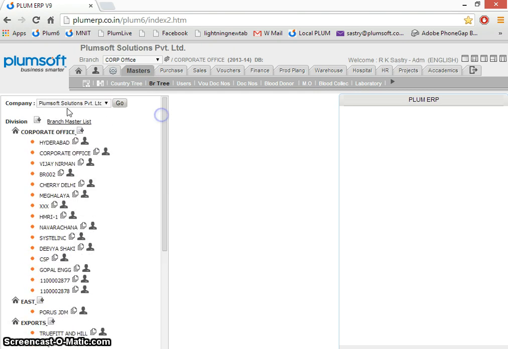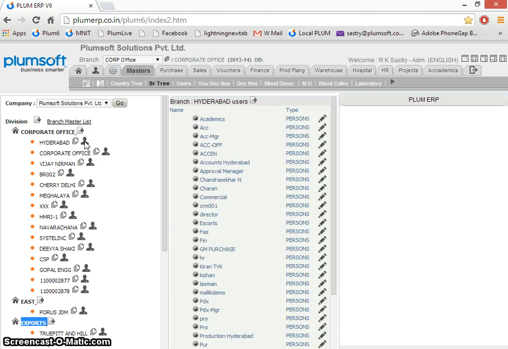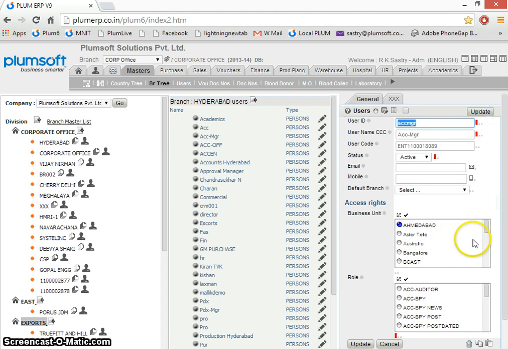Basically, the company is divided into divisions like the corporate office, east, exports, or whatever it is, and in that we can have different branches, the branch offices. In each branch office you have users who will be accessing, and each user can belong to a specific branch or more than one branch, and maybe he can have different roles assigned to him.